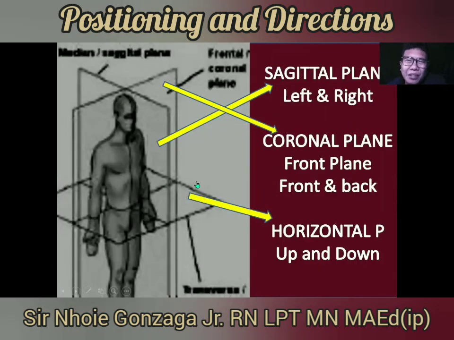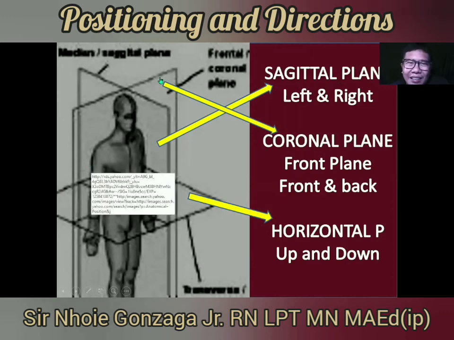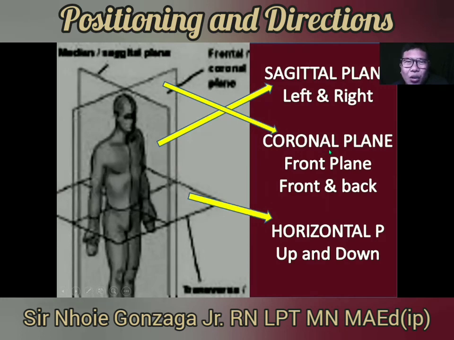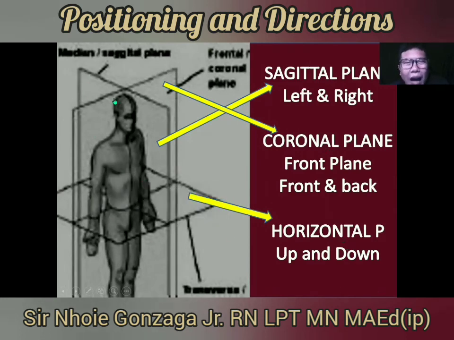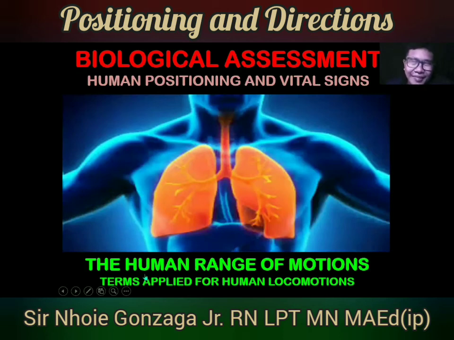Okay, so here are the sagittal planes again. When you call it sagittal planes, the description is left and right. When you say coronal planes, that is front and back. When you say horizontal planes, up and down. Okay, so that is how you describe a person.